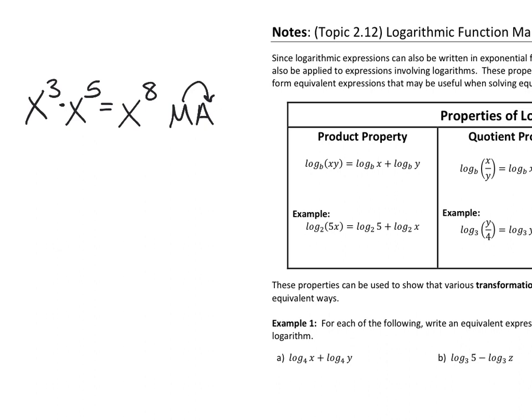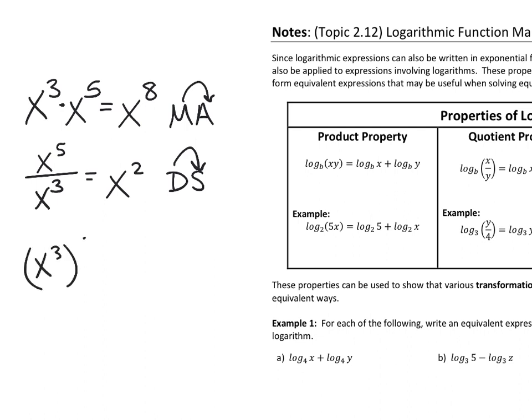Okay, cool. If you have two exponents like x to the fifth divided by x to the third, what do you do with those? Subtract. So if I divide, I subtract. Okay. If you have an exponent raised to another exponent, what do you do? Multiply. So when you have a power to a power, you multiply.